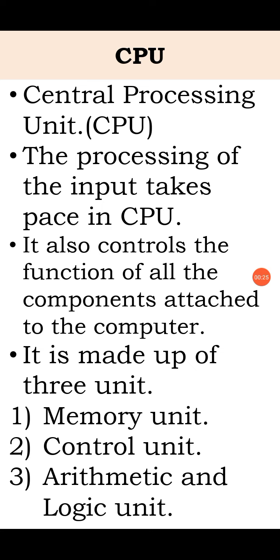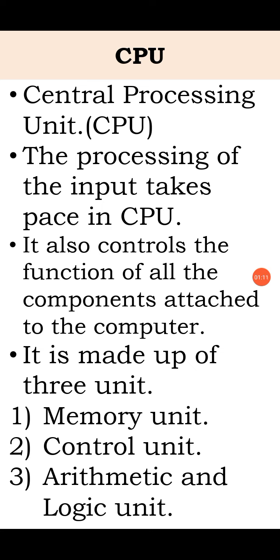The long form of CPU is central processing unit. The processing of the input takes place in the CPU. It also controls the function of all the components attached to the computer. All the processing of data is done in the CPU, and it controls all the components which are connected to the computer. That means all the parts of computer are controlled by this CPU.